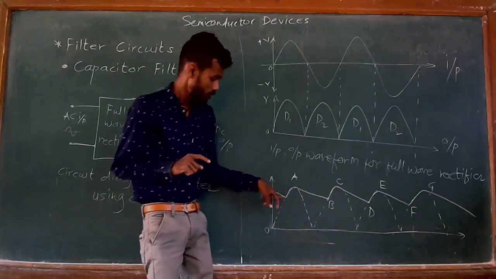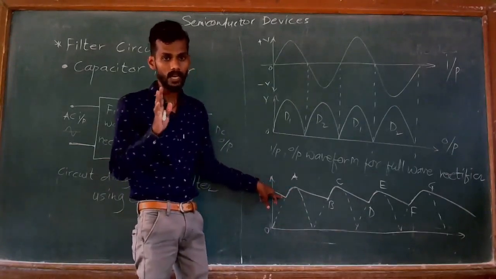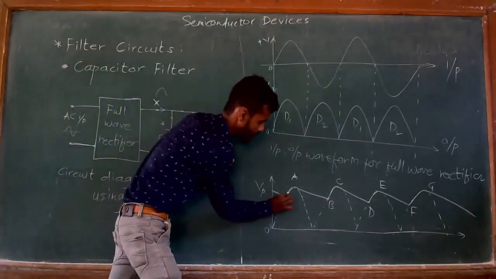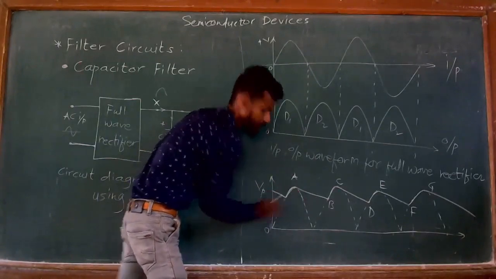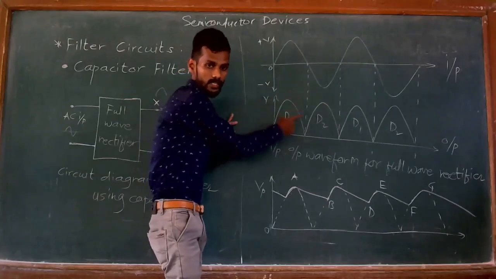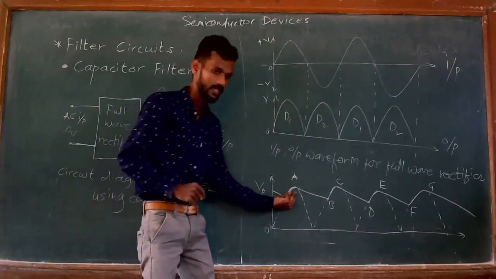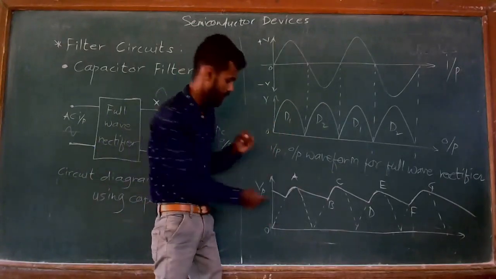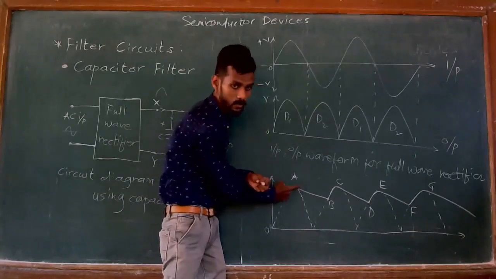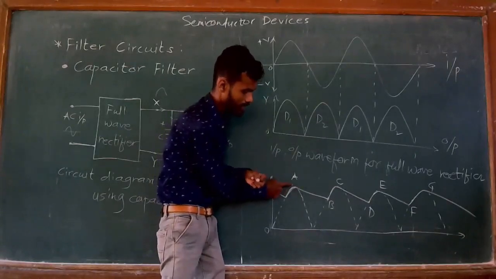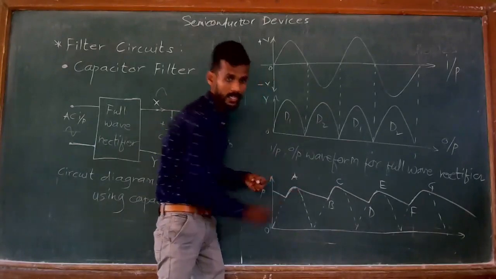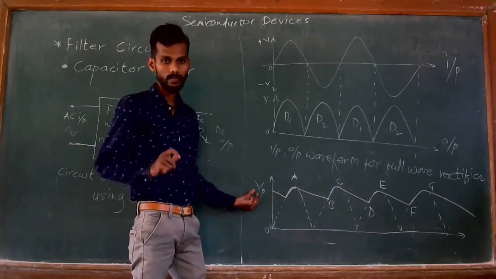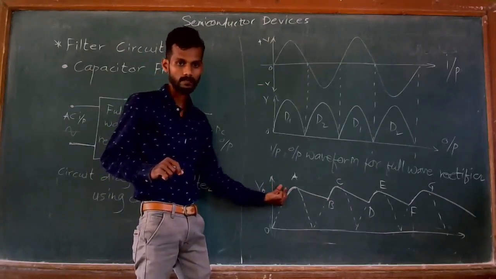At the same time, the capacitor C charges up to point A, due to this output voltage we get at the output of the rectifier. The capacitor charges up to point A, which is the peak voltage, meaning it is the maximum voltage.